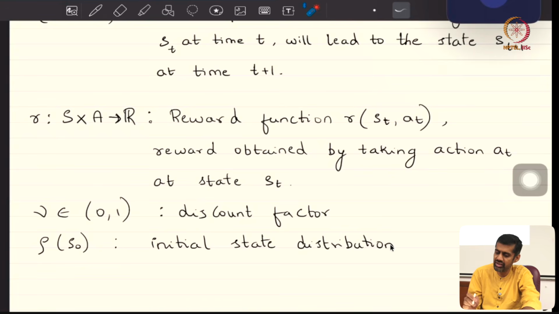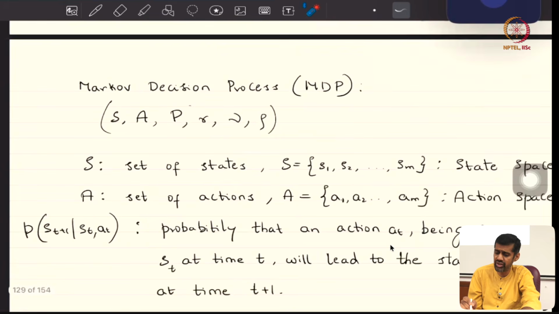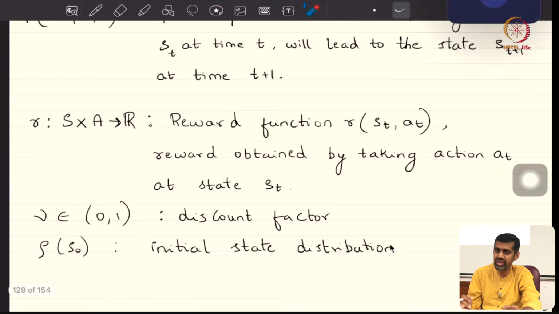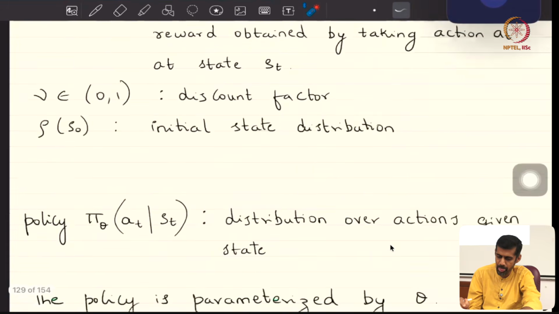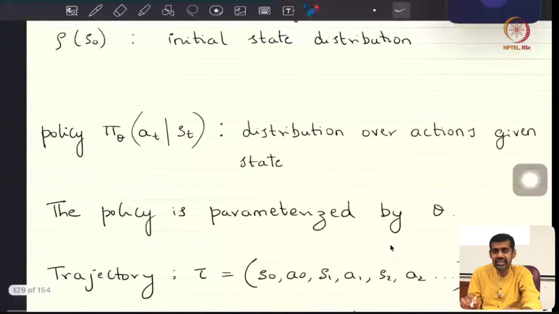So, an MDP has this 5-tuple: S is the state space, then the action space, transition kernel, reward function, the discount factor, and the initial state distribution. What is the second last? Discount factor, a number between 0 and 1. I will tell you what that is. And also there is a policy.